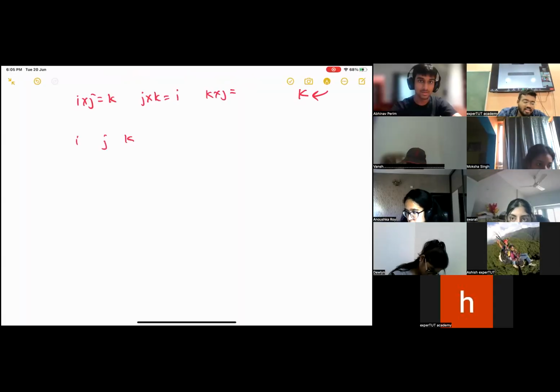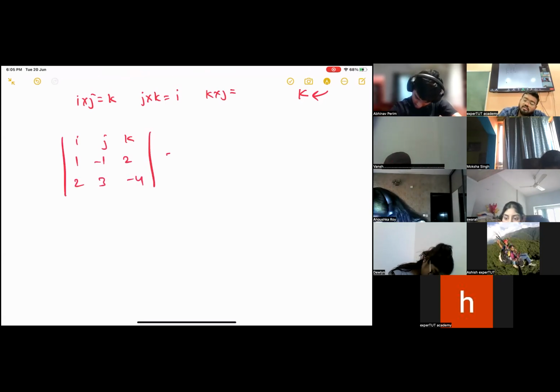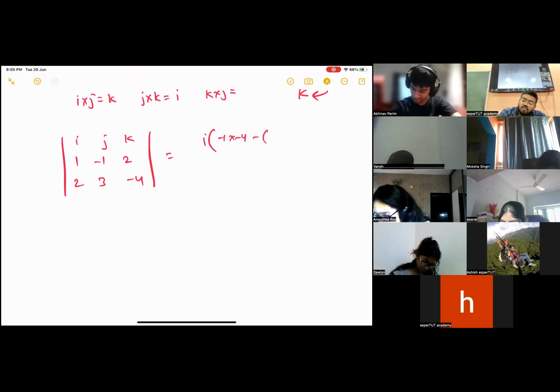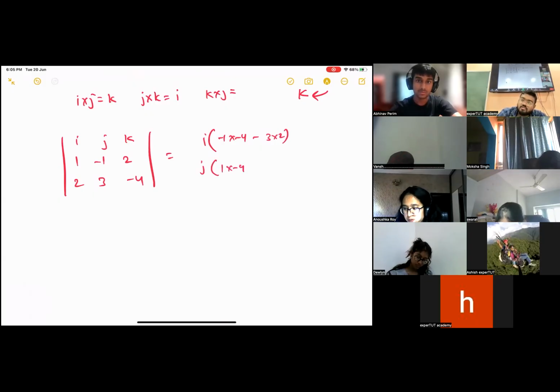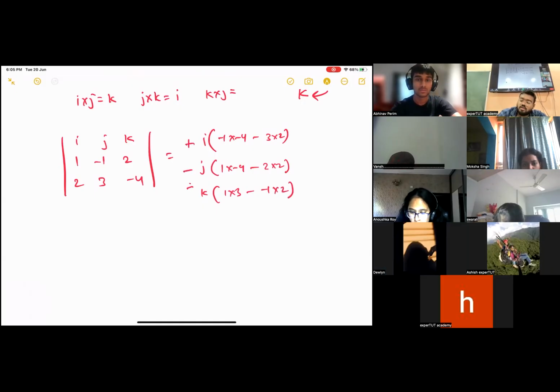No. For i, j, k, the values of A are 1, minus 1, 2 and of B are 2, 3 and minus 4. i times minus 1 into minus 4 minus of 3 into 2. j times of 1 into minus 4 minus of 2 into 2. k times of 1 into 3 minus of minus 1 into 2, and then here plus, minus, plus. That gives 4 minus 6, minus 2i, minus 4 plus 8j, 3 plus 2, which is 5k.